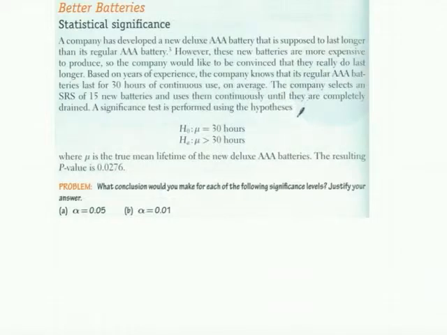A significance test is performed using the hypotheses, where the null hypothesis is the population mean mu equals 30, and the alternative hypothesis is the population mean is greater than 30, where mu is the true mean lifetime of the new deluxe AAA batteries. The resulting p-value is 0.0276. What conclusion would you make for each of the following significance levels and justify your answer?